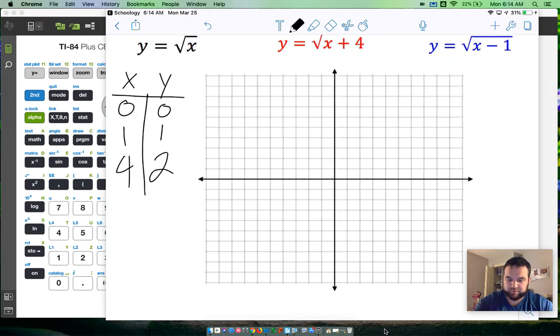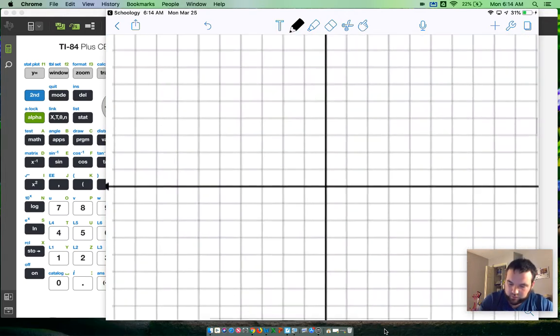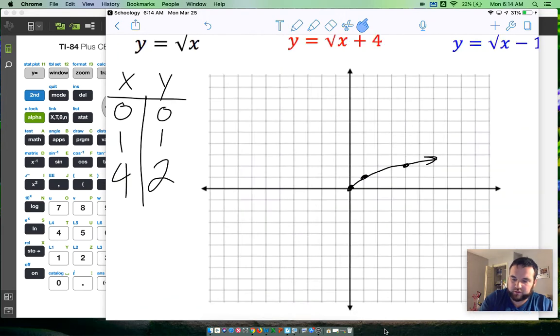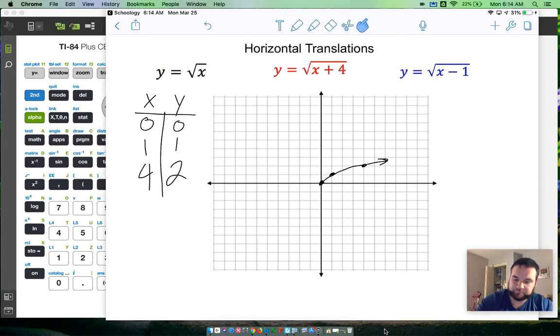So I'm going to graph the parent function real quick. 0, 0, 1, 1, and 4, 2. I'm going to go ahead and just kind of connect them, put an arrow on the end there. So there's my parent function.